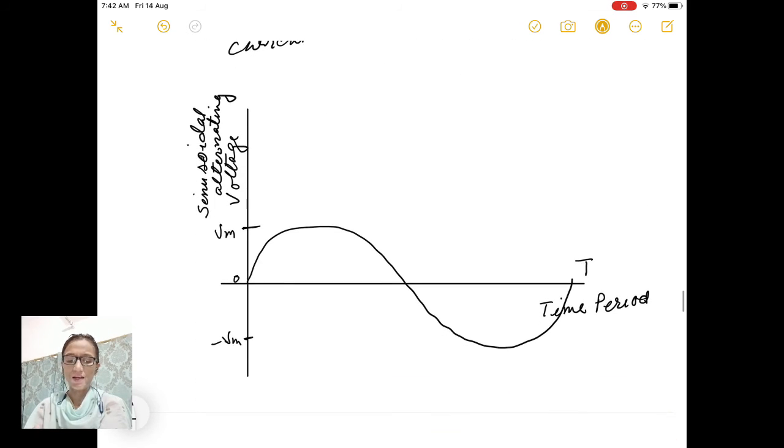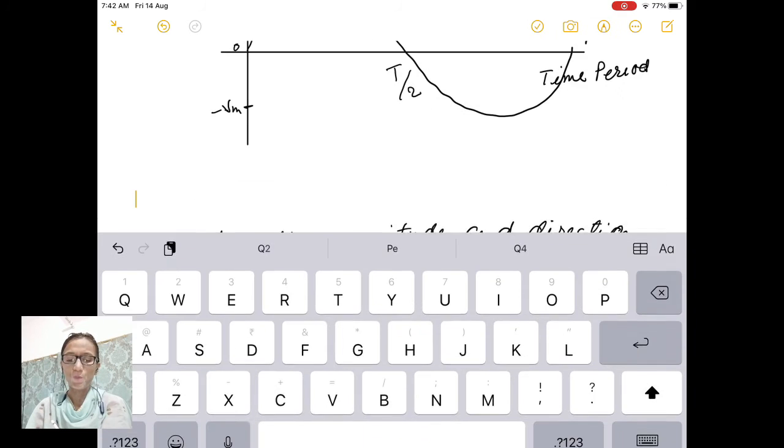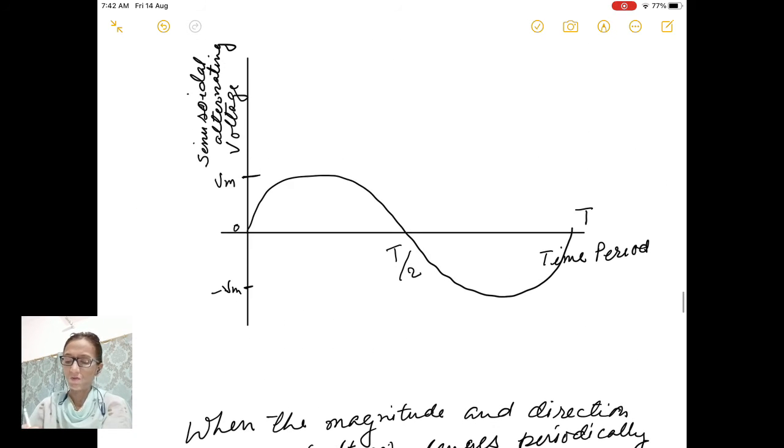Similarly, you can define alternating voltage. So in half of the time period, you can find that the value of sinusoidal alternating voltage is increasing from 0, it goes to the highest value.